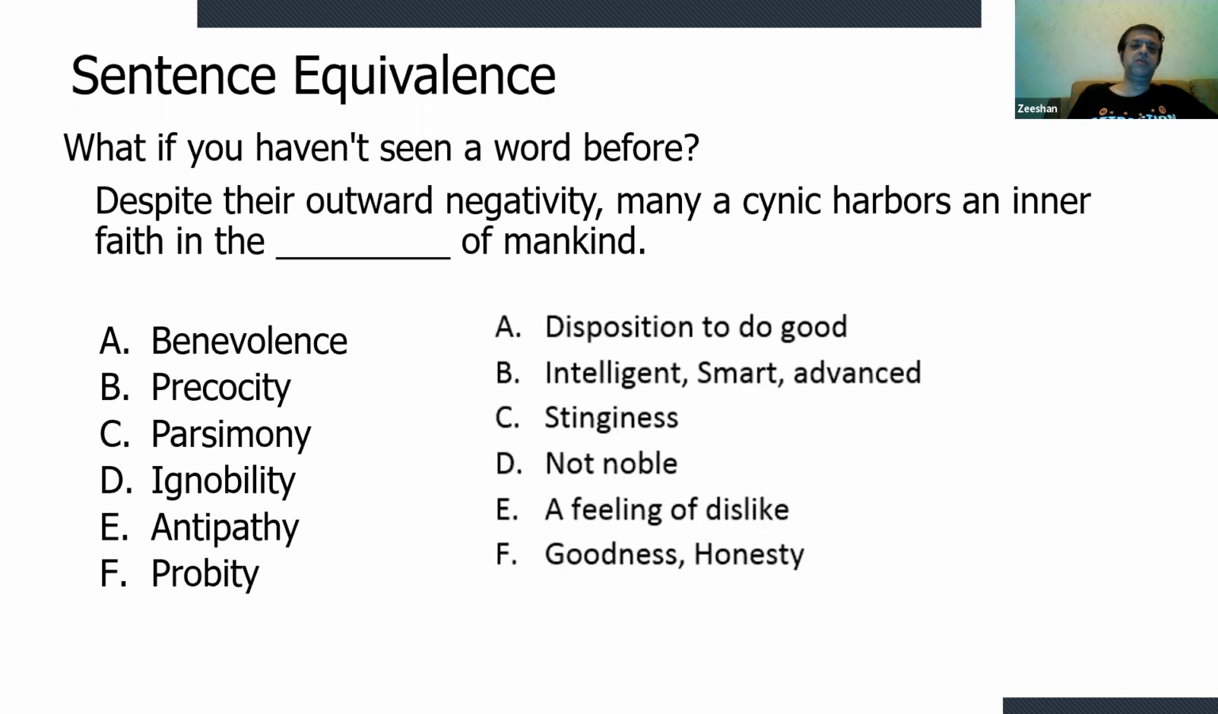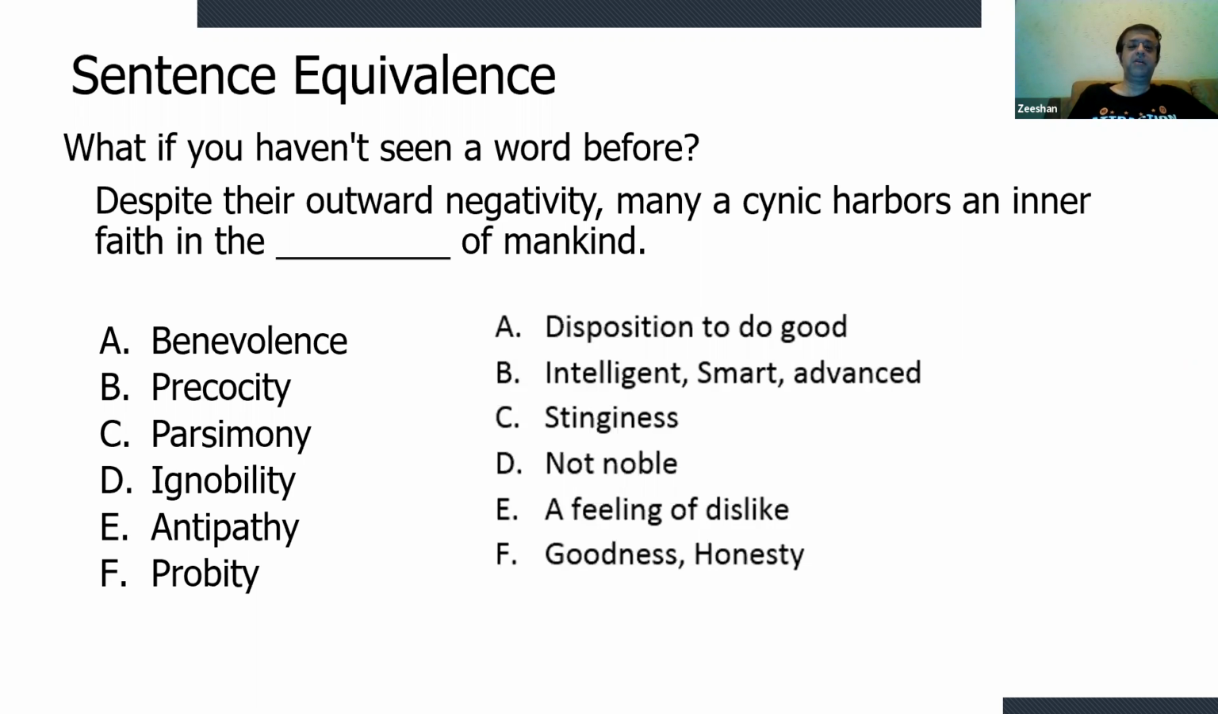Precocity. Let me show you the meanings as well. Precocity means intelligent, something in advance, something before it happens. So you can eliminate precocity. Parsimony is stinginess. Ignobility makes noble negative, so ignobility means not noble. You can eliminate D.